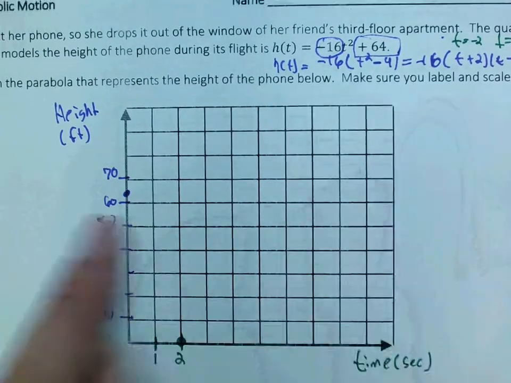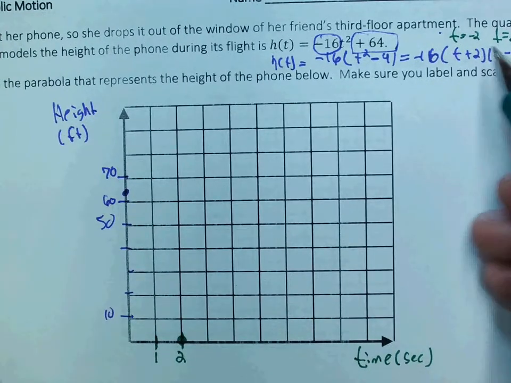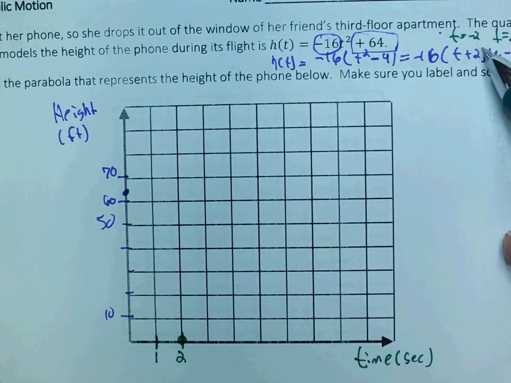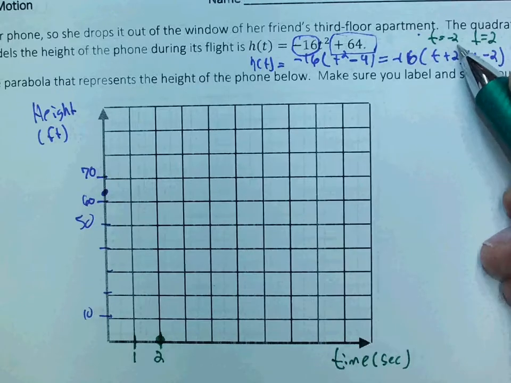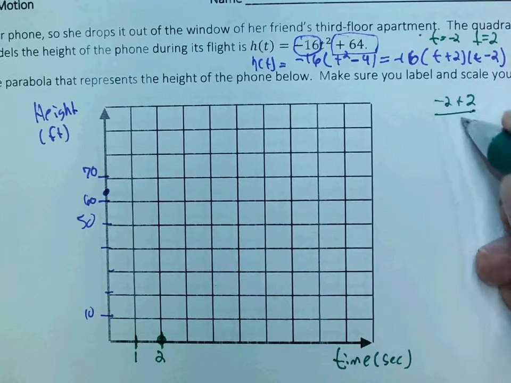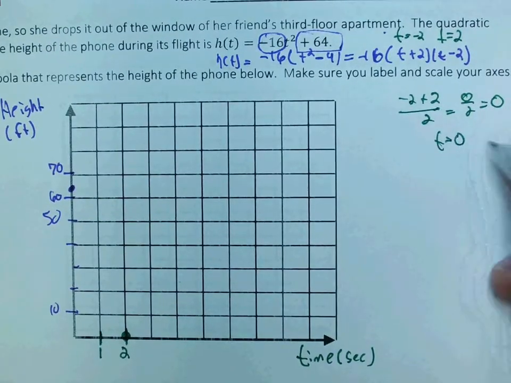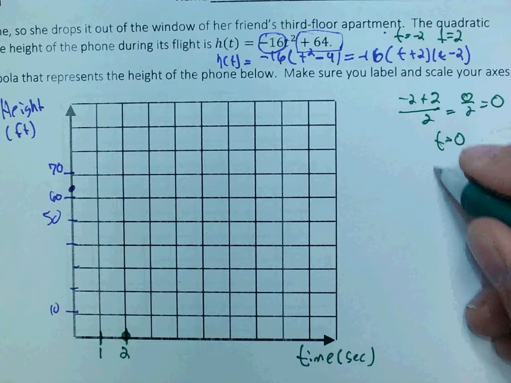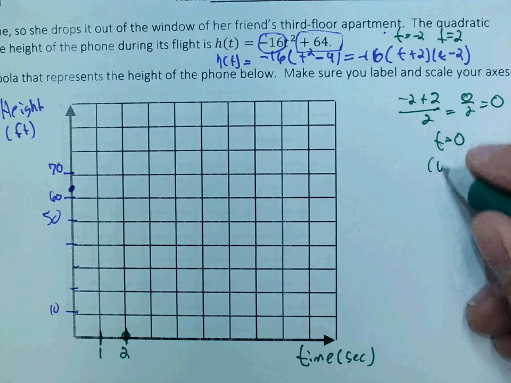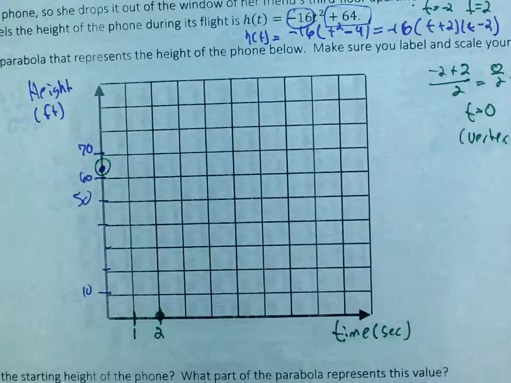So the question is, what does the rest of this parabola look like? Is this the vertex? Is the vertex somewhere else? To find the vertex, you need to take the average of the two x-intercepts. So negative 2 plus 2 divided by 2. That's 0 divided by 2, which is 0. The vertex occurs when t equals 0. That's when the vertex happens.